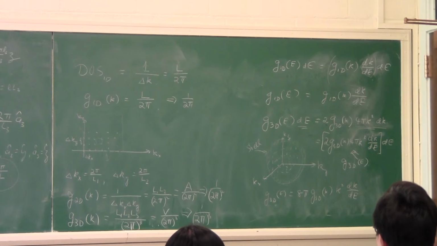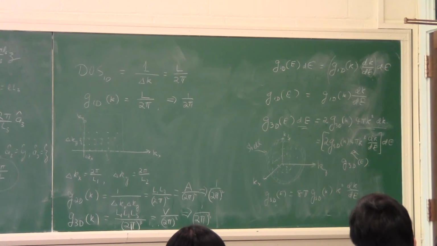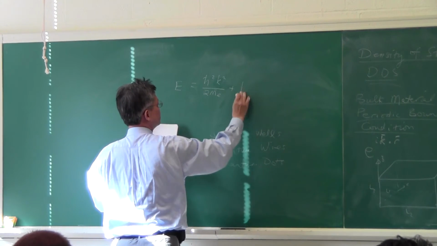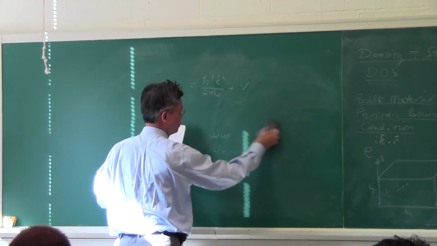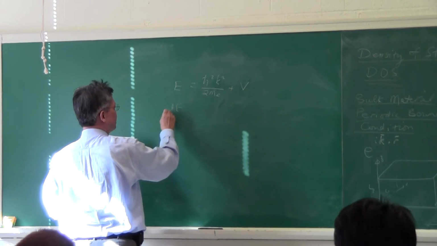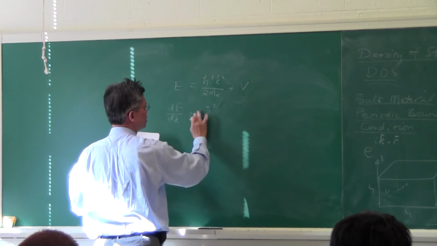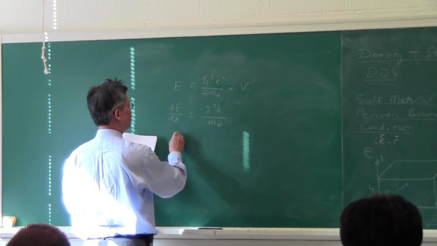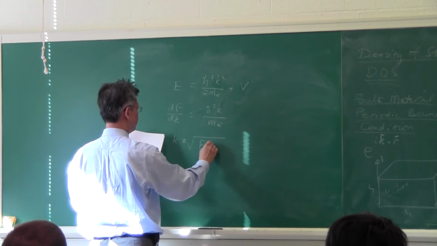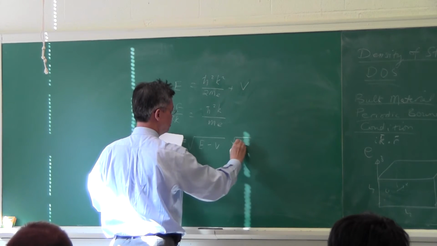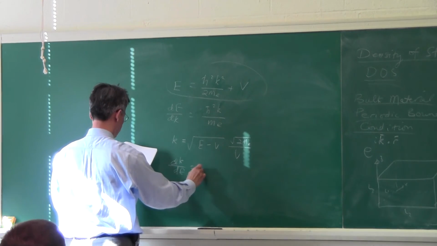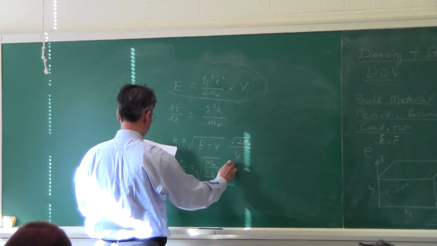But then for the effective mass Schrodinger equation, I know that E and K are related by this equation. That's how E and K are related. So from this I can find dE over dk. It's h bar squared K over m_e. And then you find that K is equal to the square root of 2 m_e over h bar squared times E minus B. From this you can find K. You can plug it into the second one, and you will get dk over dE equal to m_e over 2 h bar squared over the square root of E minus B.